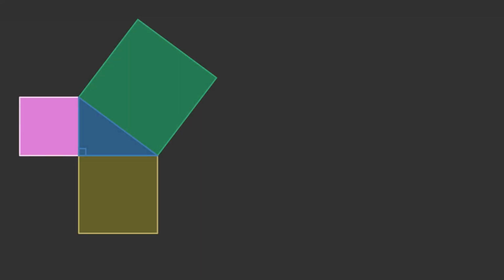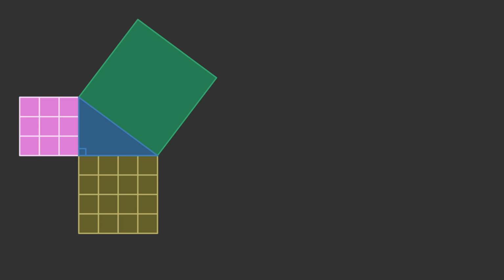We can visualize this by drawing squares on the sides A, B and C like we did before. Since we know that side A has length 3, we can divide the square on that side into 9 smaller squares, each with a side length of 1. Side B has length 4, so we can divide that square into 16 squares, also with a side length of 1.